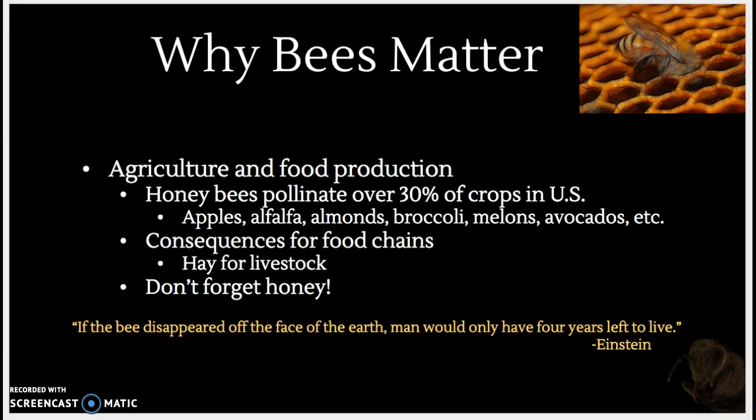From an agricultural perspective, bees pollinate close to 1/3 of the crops in the United States. Interestingly, almonds completely rely on pollination by bees. Crops like alfalfa are used in feed for livestock, so it's easy to see how bees influence more than just the plants themselves. And of course, honey.